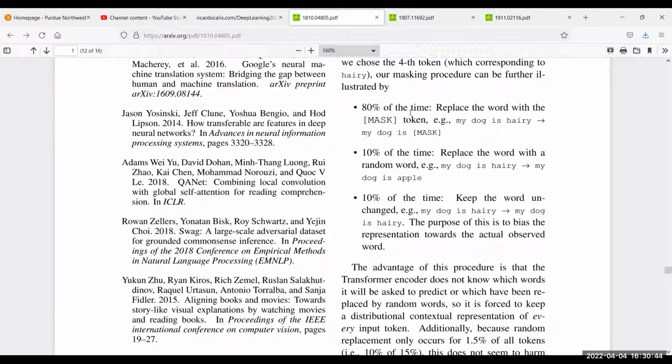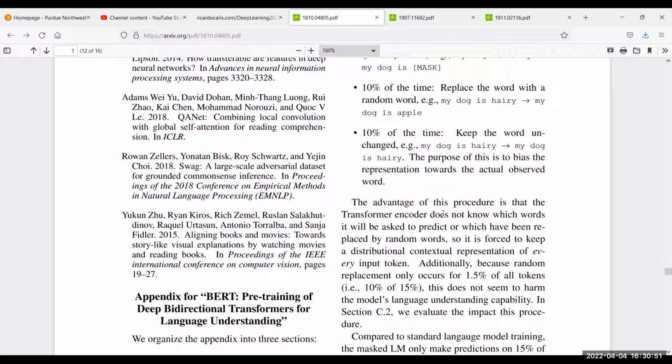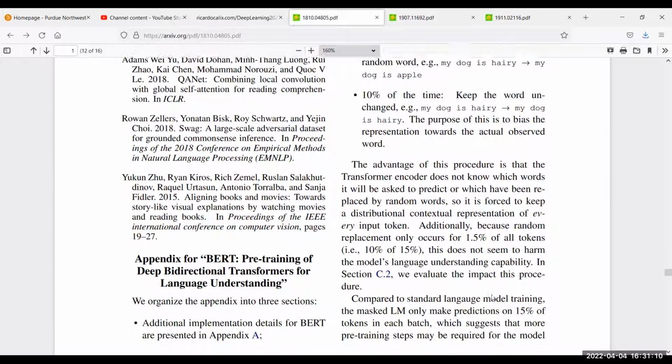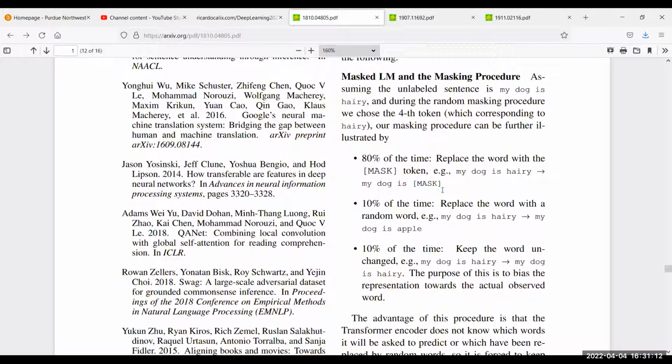So the way that I interpret this is that they give more emphasis to this procedure. According to them, the advantage of this procedure is that the transformer encoder does not know which words it will be asked to predict, or which have been replaced by random words. So it is forced to keep a distributional contextual representation of every input token. So that's kind of the idea there. It's like a biasing towards predicting the correct word, basically.